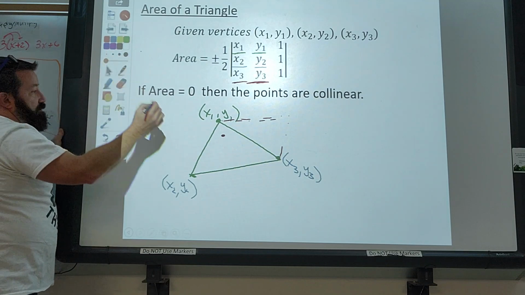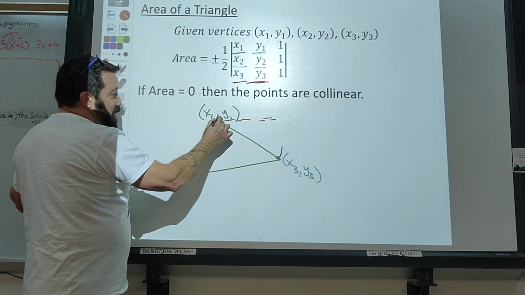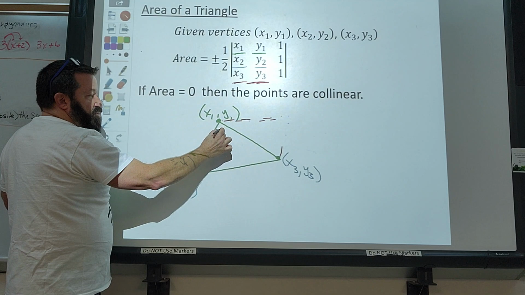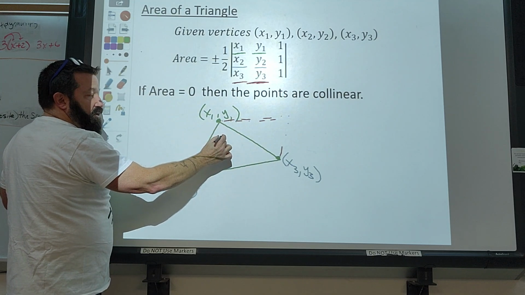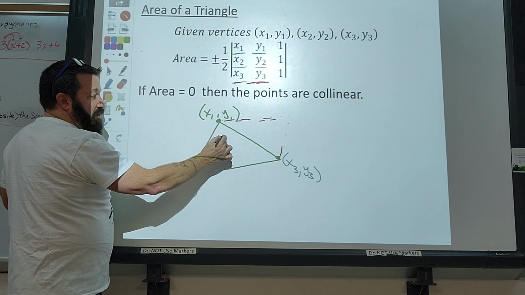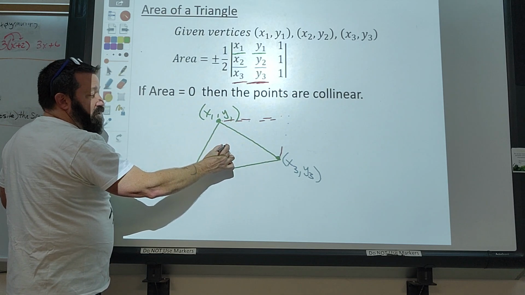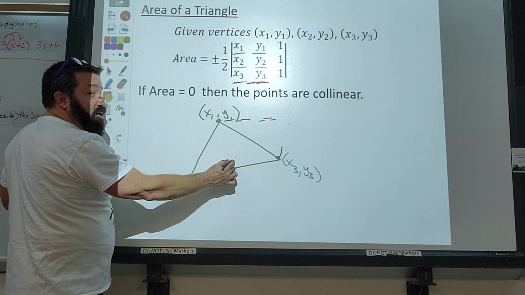If this point is here, we got a certain area. But if I start dropping down this point, this vertex, what would happen to the area of your triangle? Would it get bigger or smaller? Smaller. It keeps getting smaller and smaller and smaller. Way down here would be really small, right?